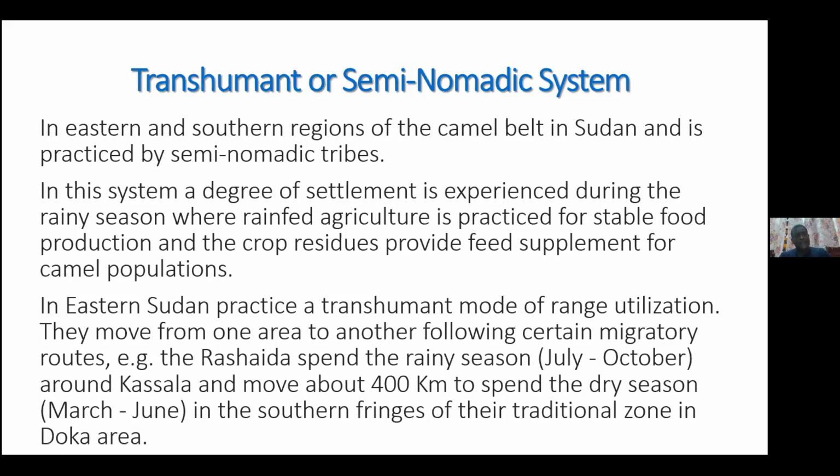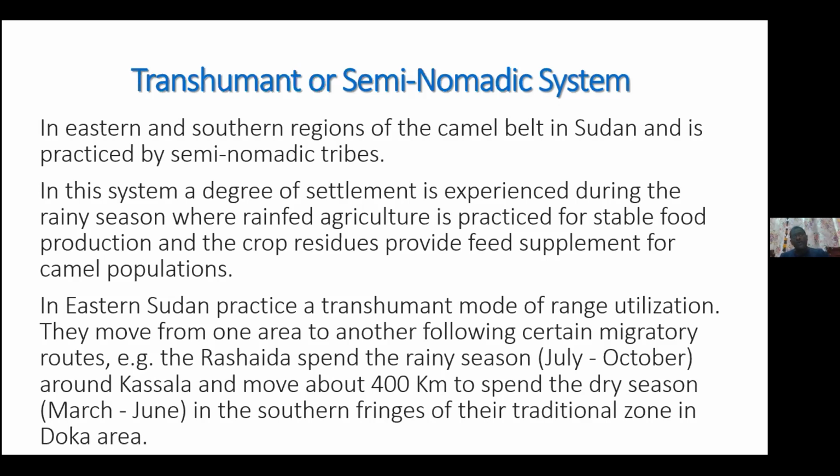In Eastern Sudan they practice a transhumant mode of range utilization. They move from one area to another, following 13 migratory routes. For example, the Rashaida tribe spend the rainy season, from July to October, around Kassala city. That means the pastoral community moves from the pastoral area to the urban area to stay there in the rainy season for about 3 months.